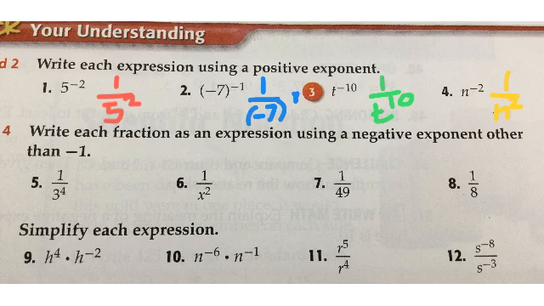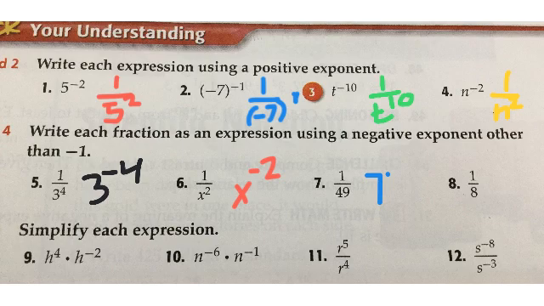Okay, we look at 5. Three to the negative 4th power. 6: x to the negative 2nd power. 7: remember, we have to rewrite that as 1 over 7 squared. We'll move that up top. It becomes 7 to the negative 2nd.